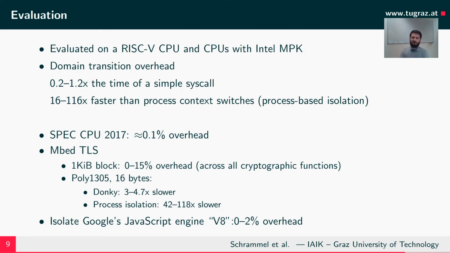When isolating simple cryptographic functions using mbedTLS, we can see a small overhead of 0 to 15%. We have taken the fastest of these operations, which was Poly1305, and used the smallest possible block size. And even for such a fast-running operation, Donky is only 3 to 5 times slower. If we would isolate the same function using process isolation, this is 14 to 110 times slower. We also isolate Google's JavaScript engine, V8, and can only see a small overhead of 0 to 2%.